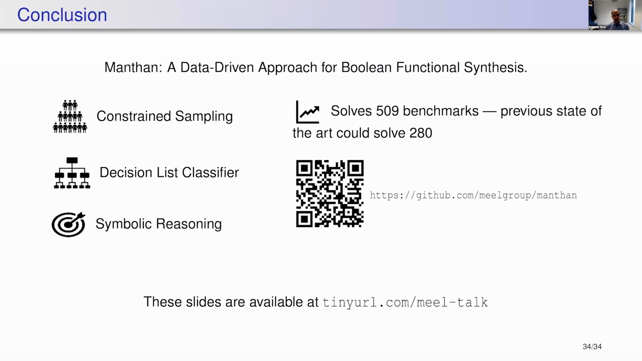So with that, let me conclude. I talked about our approach Manthan. It relies on advances in constraint sampling, on decision list classifiers and symbolic reasoning. And we are able to solve significantly more benchmarks than what can be handled by the prior state of the art.